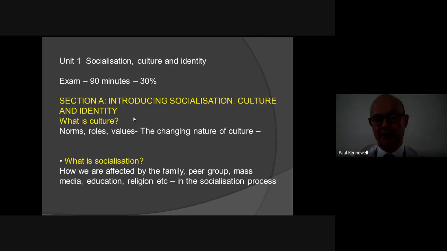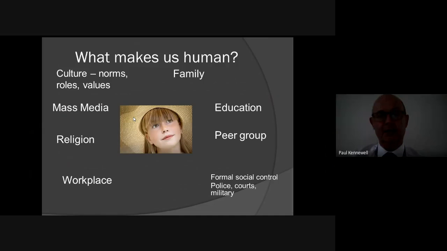We look at socialization and how people are affected by the family and peer group, education and so on. How are they influenced by these various agents of social agency? So you can see there, mass media, religion, workplace, all of them have an influence on what we are and what we become and how we act.